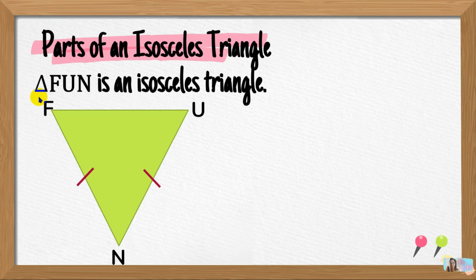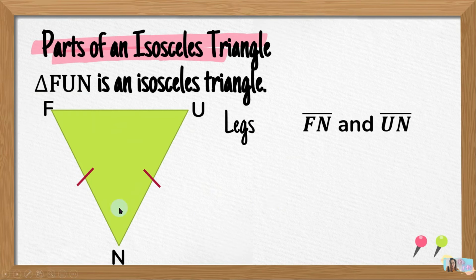We have here triangle FUN is an isosceles triangle. So, we have the sides FN, FU, UN. And also the angles, angle F, angle U, and angle N. Now, which among the parts of the isosceles triangle is known to be the legs? So, alin dito yung legs? Again, pag sinabing legs, sila yung two congruent sides of the isosceles triangle. So, they are side FN and side UN. Or, we can say that this is NF and NU.